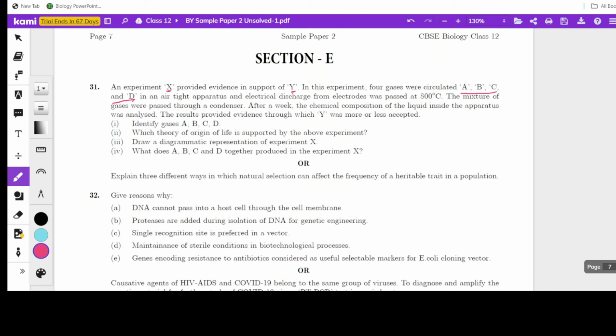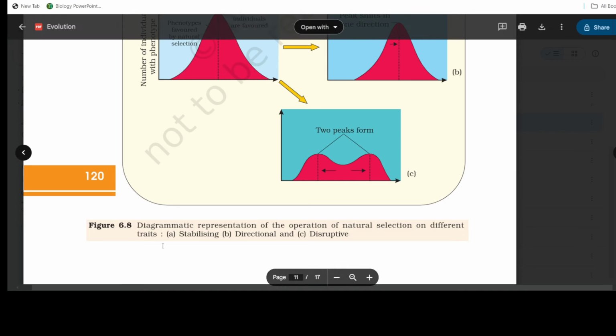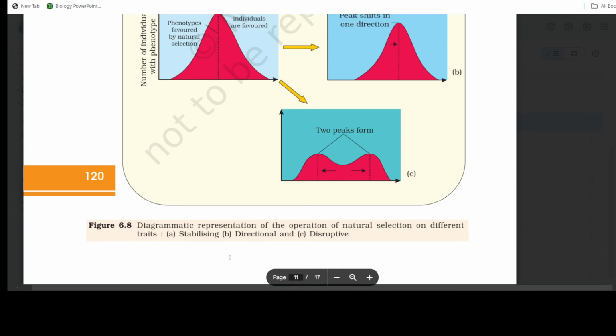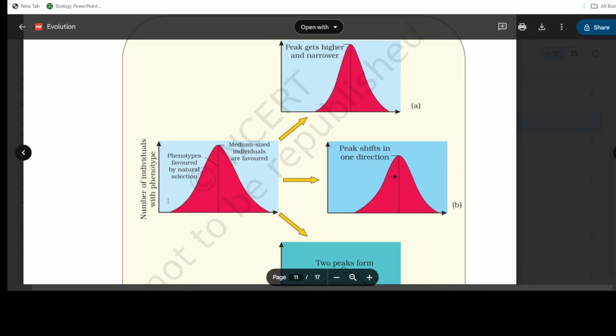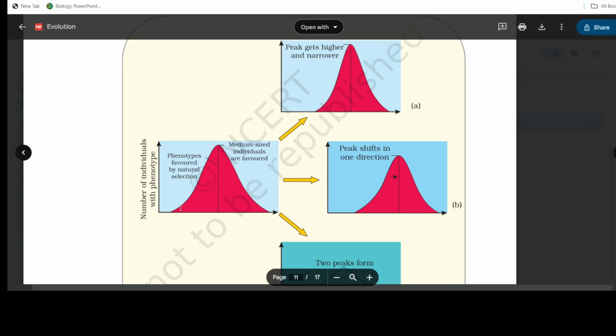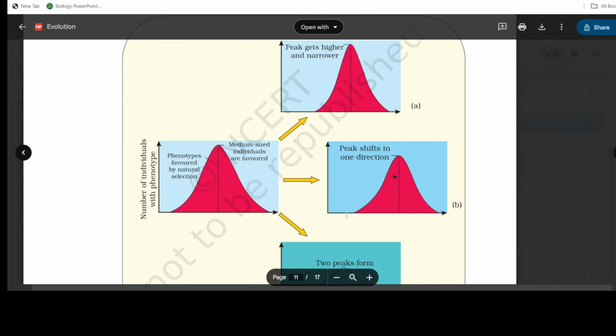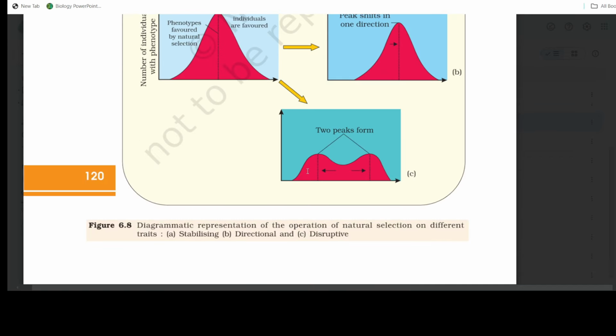Now explain three different ways in which natural selection can affect the frequency of a heritable trait in a population. Draw a diagrammatic representation of the operation of natural selection on different traits, that is, it can be stabilizing, directional or disruptive. See these graphs, these figures. In this figure, a medium-sized individual is favored in an ecosystem. So the phenotype favored by natural selection is coming over here. Imagine that phenotype is the medium-sized individual. Now this can lead to three different types of natural selection.